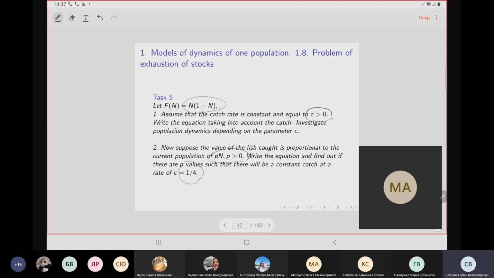Another type of influence can be a predator-prey interaction, when one type of species feeds on another. So the most common situation, like wolves and rabbits.